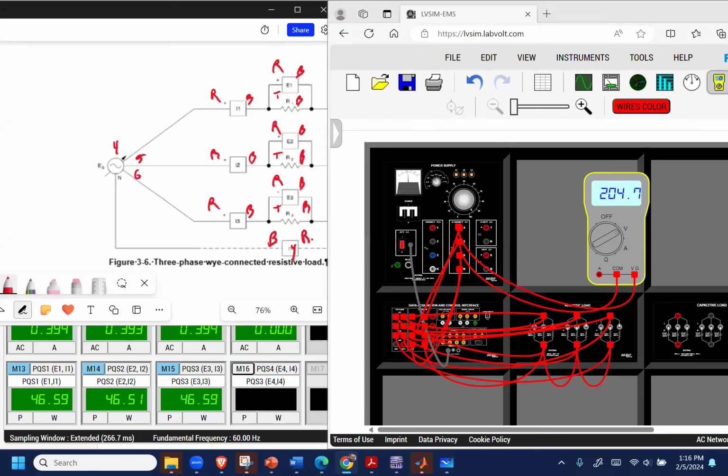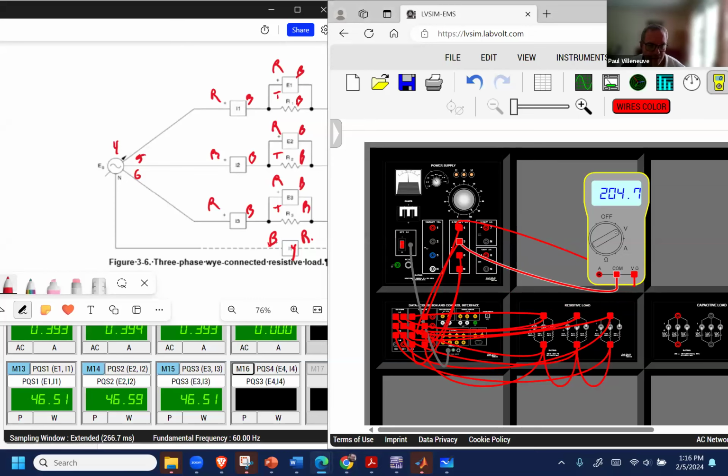Paul, do you have that multimeter hooked up just directly line to line on the power supply? Is that what you have? Yeah, I go from terminal 4 to 5 just to measure the 208 volts. You actually could, if you could zoom in enough, if you switch this one to 4 to 5, you might be able to see it, but I can't see it. So I just go ahead and use it that way.